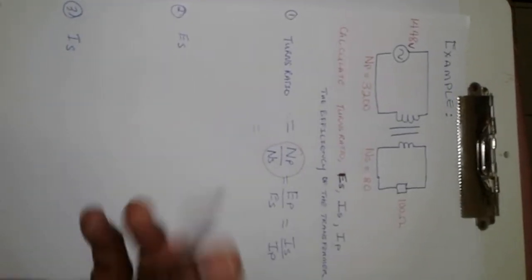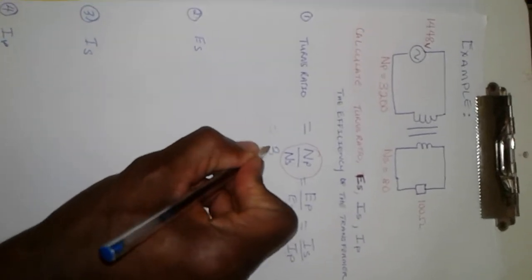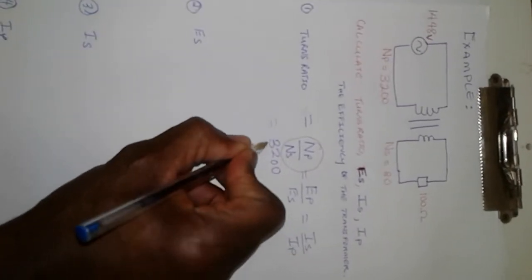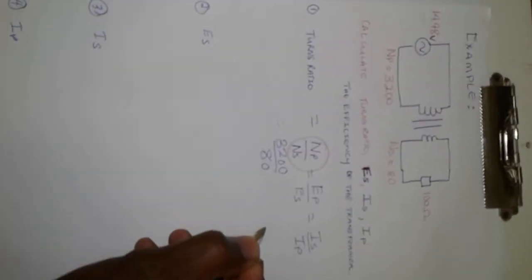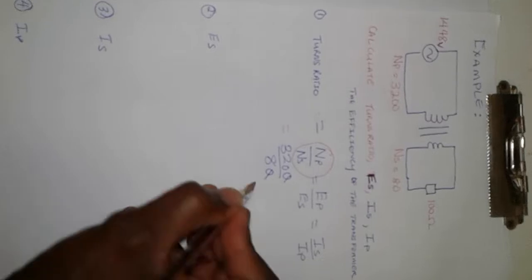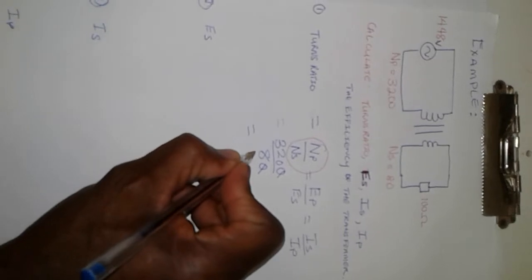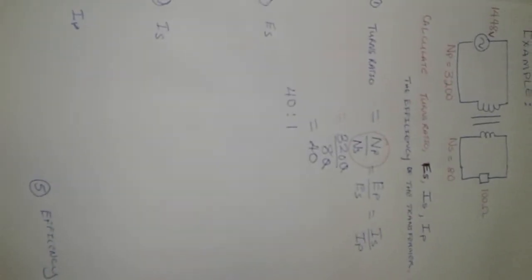Therefore, substituting the values, we have 3,200 divided by 80. We can cancel the 0 out, and we have 8 into 320, and that should give us 40. So our turns ratio now is 40 to 1. What does that mean? It means that for every 40 turns on the primary, you make 1 turn on your secondary. Hence, this transformer is a step-down transformer.